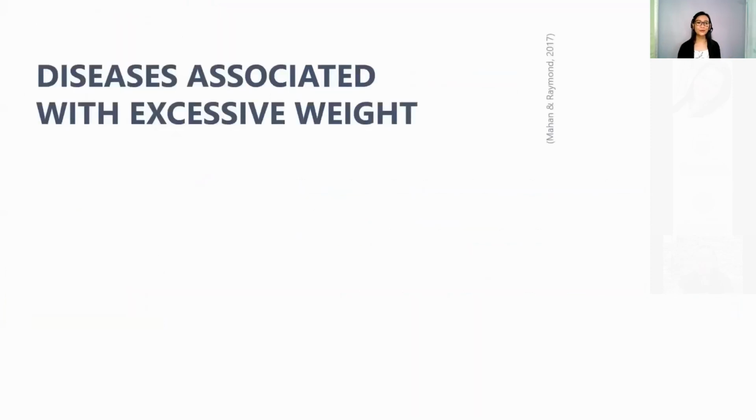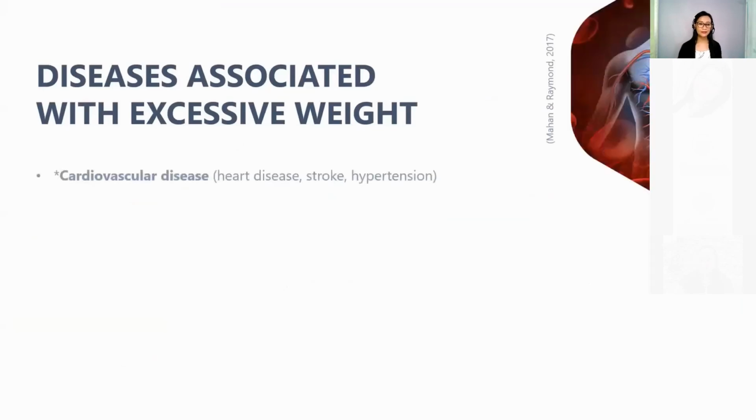Okay, so let's discuss now what are the diseases associated with excessive weight. Because of this nga, prone tayo sa mga inflammation kapag may excess body fat tayo. One example is yung cardiovascular disease, like yung heart disease, stroke, and hypertension. So talaga makikita natin to sa rate or sa record na ang mas mabigat tayo, mas maraming body fat, ito yung prone tayo sa mga heart disease, stroke, and hypertension.